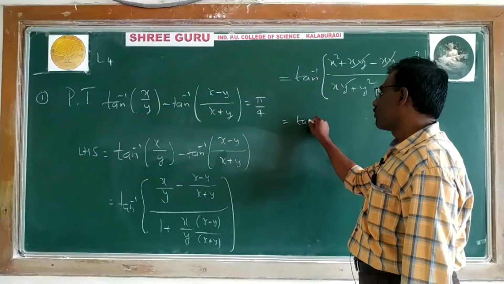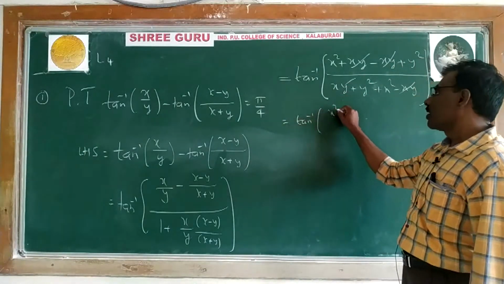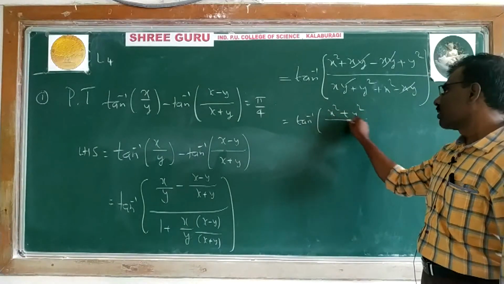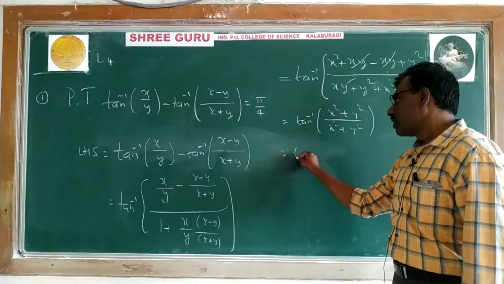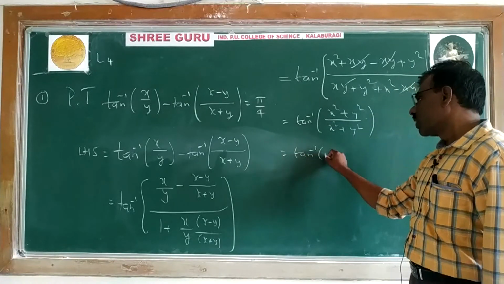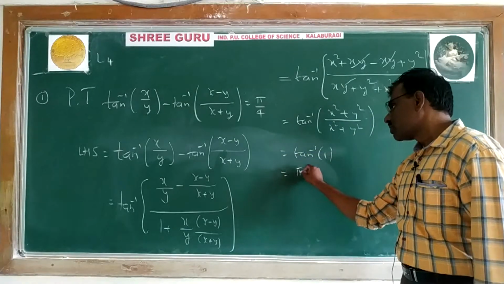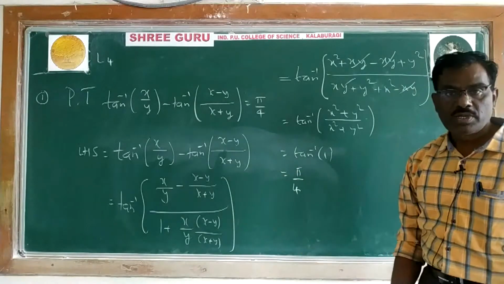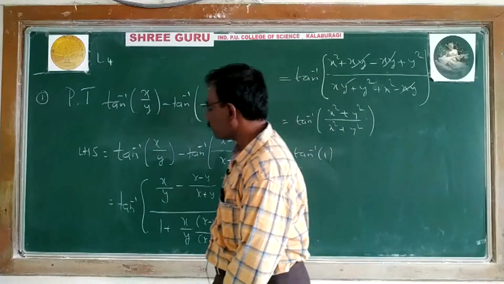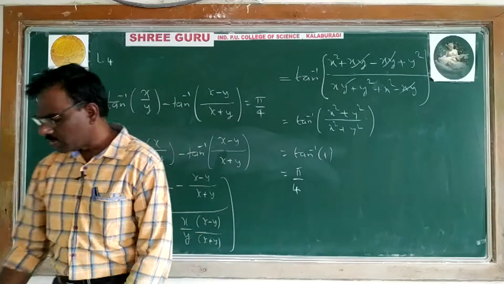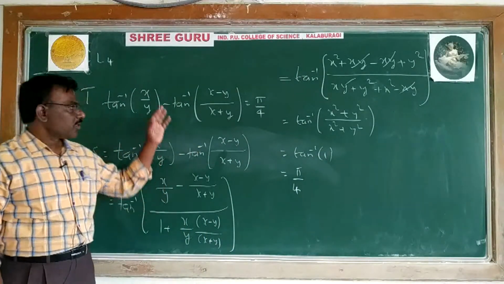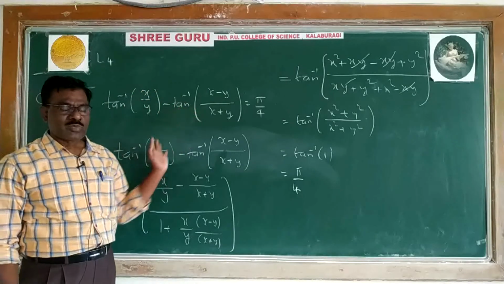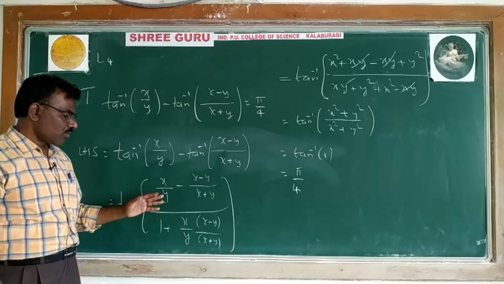Tan inverse of (x square plus y square) by (x square plus y square) equals tan inverse of 1 only. You know the principal value of tan inverse of 1 is pi by 4. Okay. So it is not a difficult problem. Very simple, direct properties of tan inverse. You assume this is x, this is y, (x minus y) by (1 plus xy).